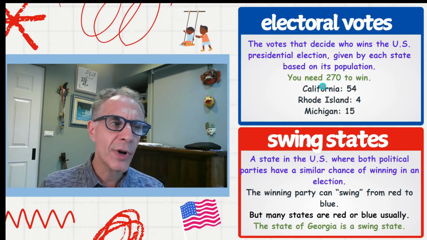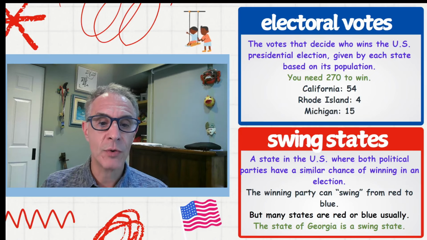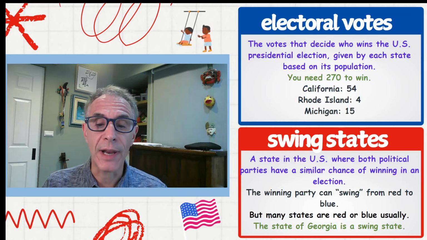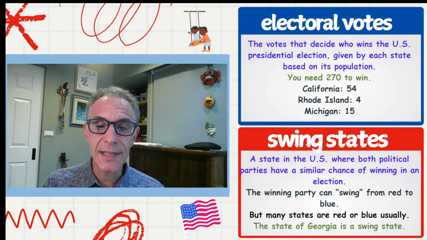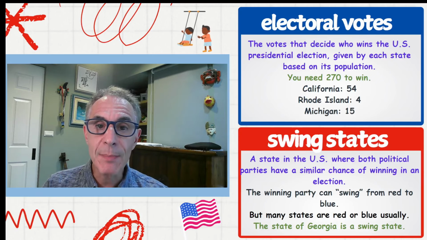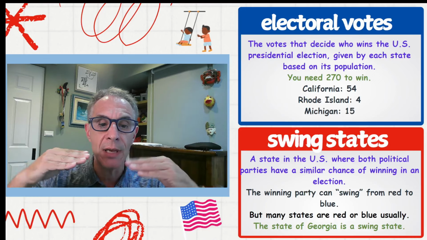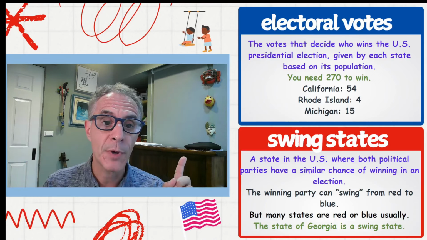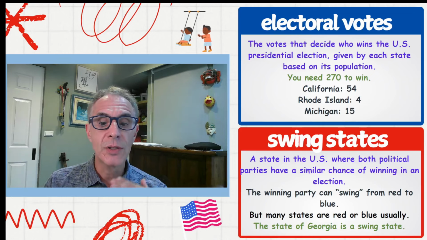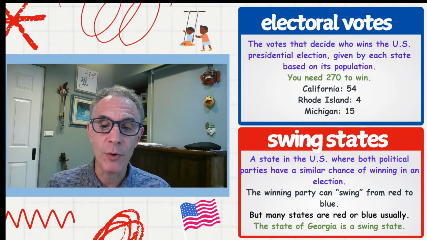Okay, so presidential candidates, they really rally hard in those states because they want to get them. Now, they want to get the votes, right? Electoral votes. So a swing state is a state in the U.S. where both political parties have a similar chance of winning an election, almost the same chance, okay? But only one can win, all right? The winning party can swing from red to blue, okay? But many states are usually red or blue.